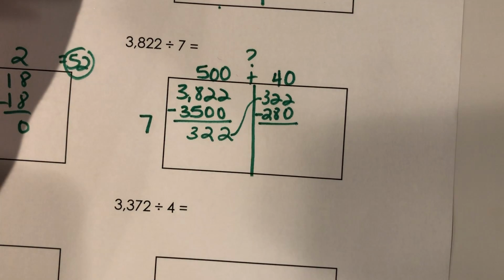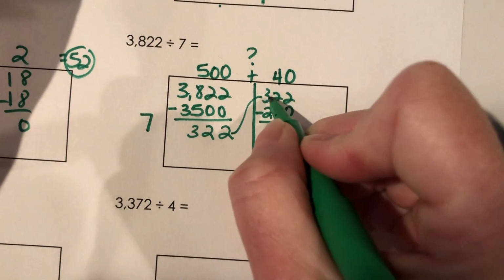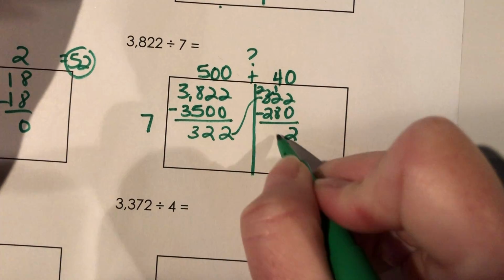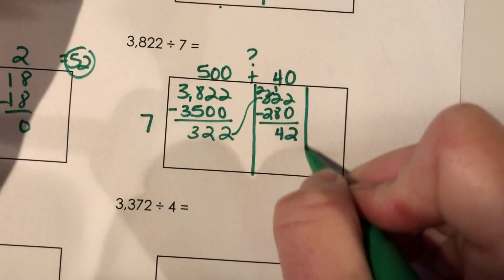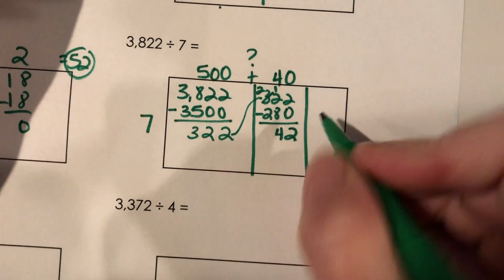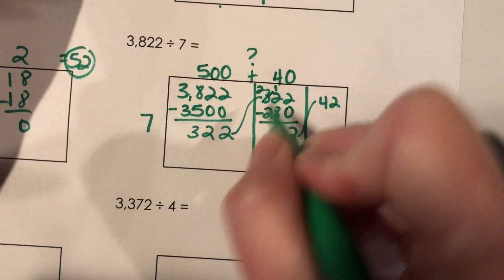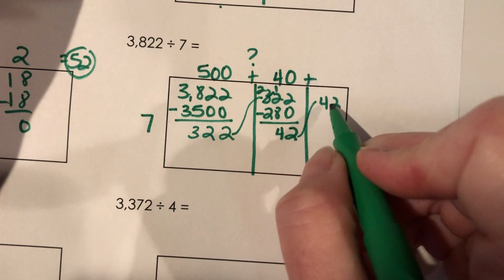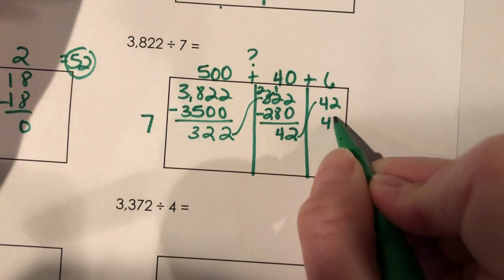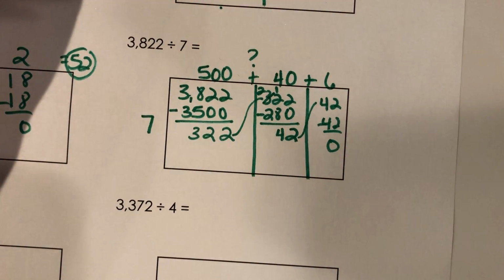I'm going to subtract. 2 minus 0 is 2. 12 minus 8 is 4. I need another column because there's still some left over. So I'm going to take this 42. And 7 times what gets me closest to 42? Well, 7 times 6 gives me exactly 42. And now I have none left over.